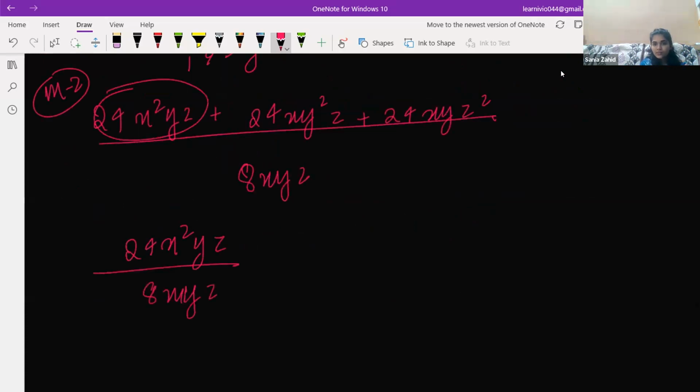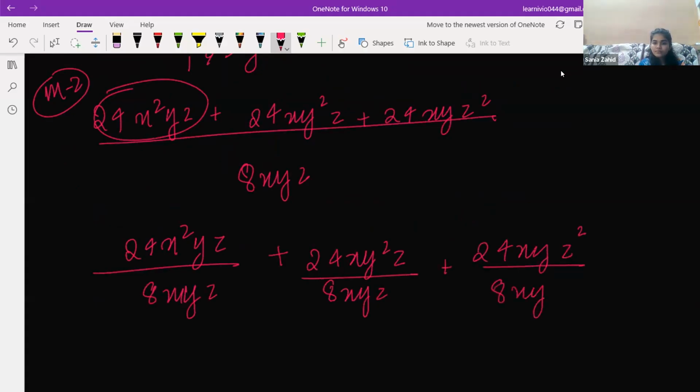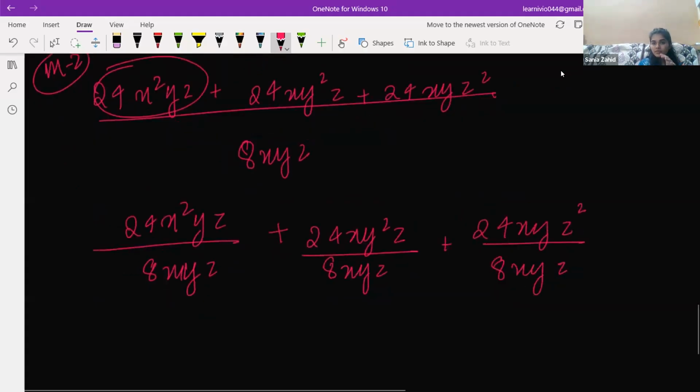Then you put the sign. What is the sign over here? Plus, a positive sign. You put the sign plus. Now you write 24xy square z, and you divide it with 8xyz. Then you write another plus sign, and you write 24xyz square and you divide it with 8xyz. Okay, you basically break the terms and make them individual fractions.